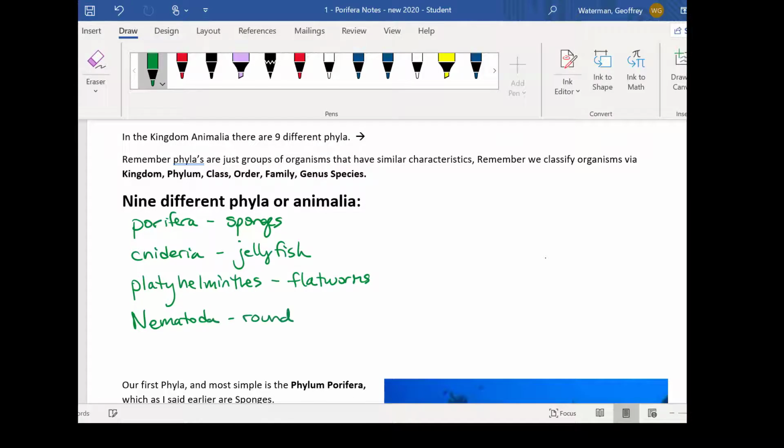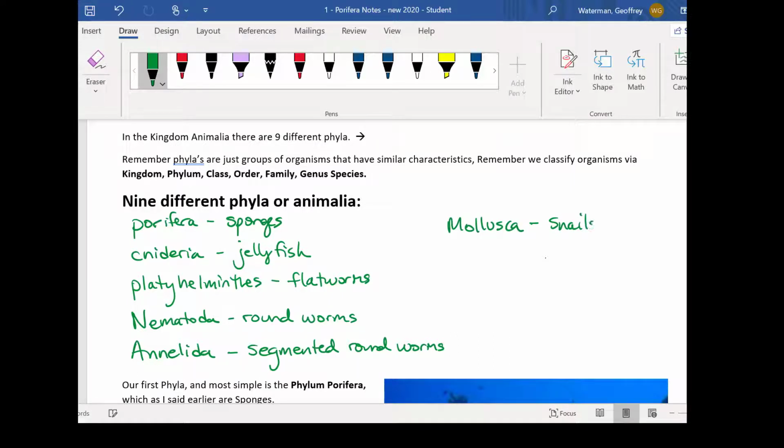Our next one is Annelida, and these are segmented roundworms. These are the worms you find on the concrete after a big rainfall. The next one we have is Mollusca, and these are snails, octopi, squid, and clams. Our next one is Arthropoda, and these are all your insects. These are butterflies, spiders, things like that.